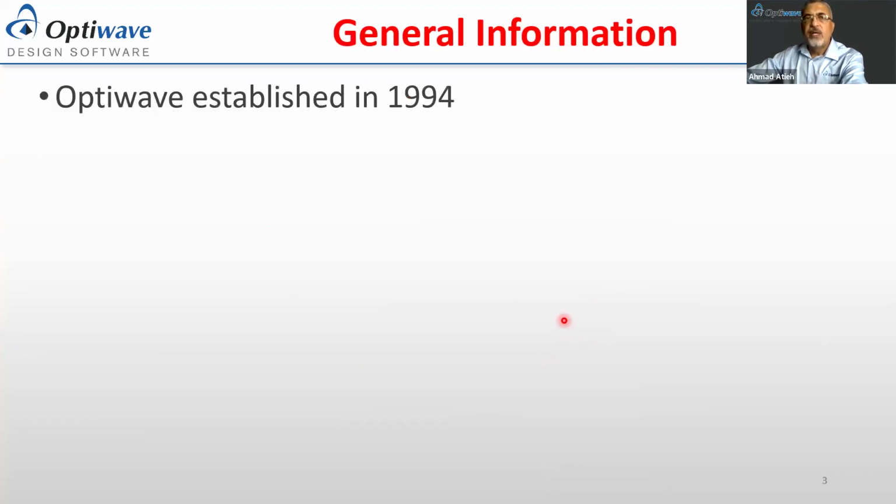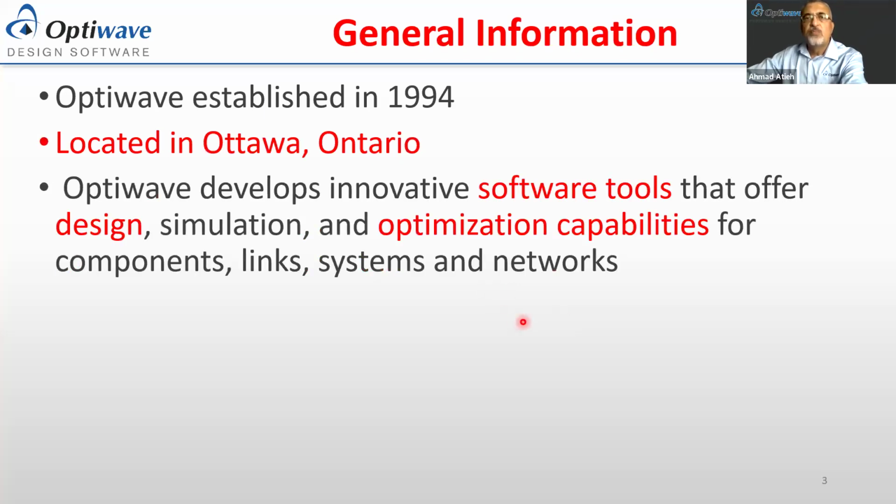Okay, Optiwave was established in 1994, and it's located in Ottawa, Ontario. So it's been over 30 years. Optiwave develops software packages which can be used for designing, simulating, and optimizing components, links, systems, and networks.